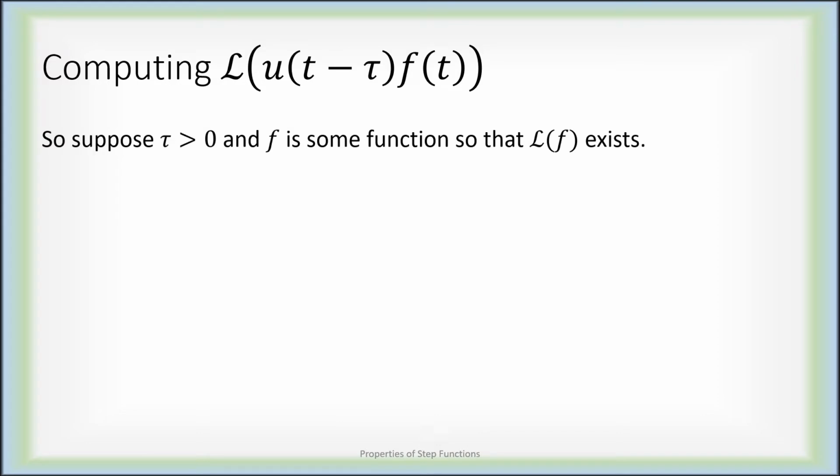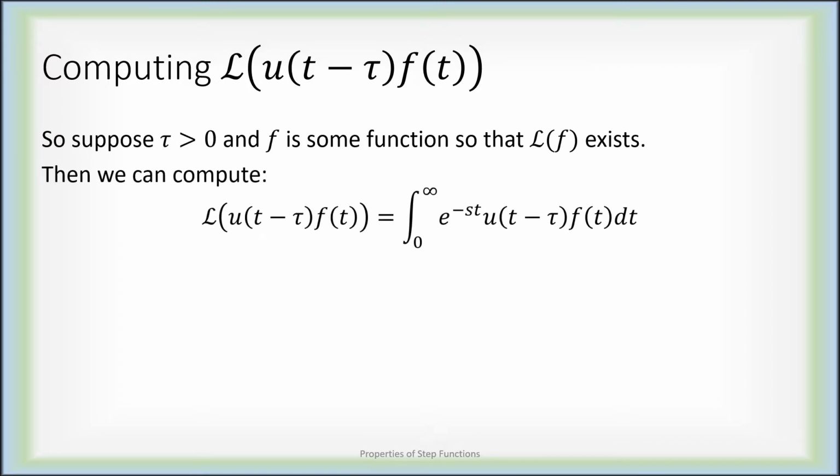We're specifically going to assume that tau is positive and that f is a function that has a Laplace transform. Then we're going to go ahead and set up the integral for the Laplace transform. We integrate from 0 to infinity e to the minus st and then the function that we're taking the Laplace transform of, the step function times f. Now how does that step function behave? When t is less than tau, it's 0. When t is bigger than tau, it's 1. So we split our integral into two pieces accordingly.